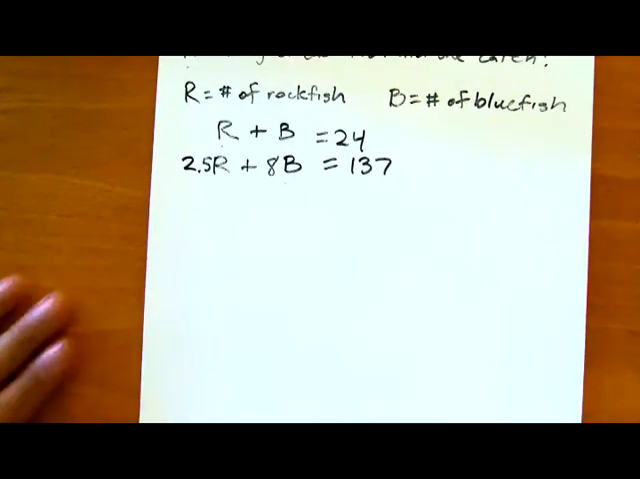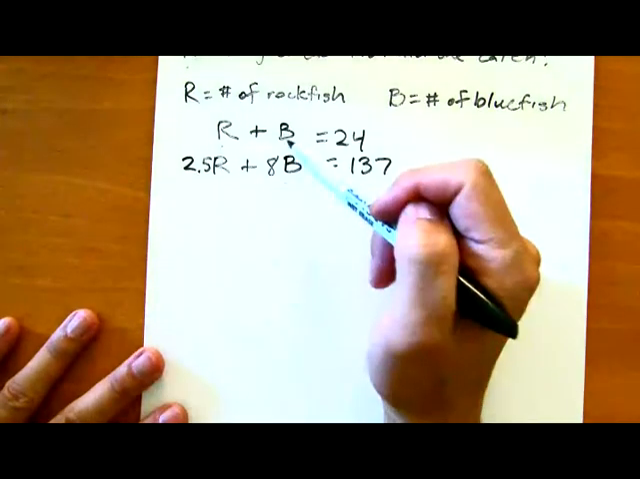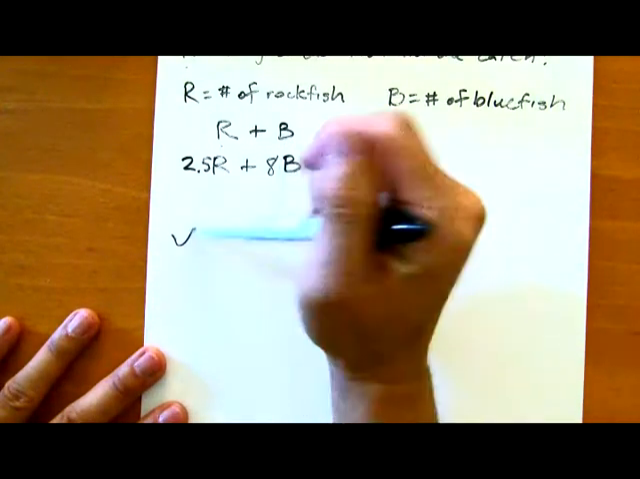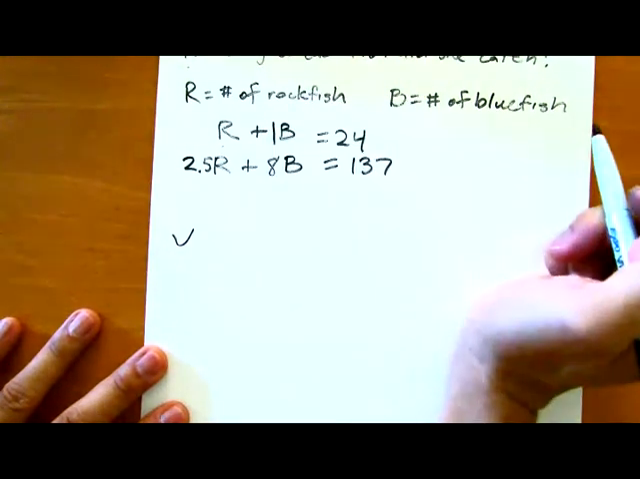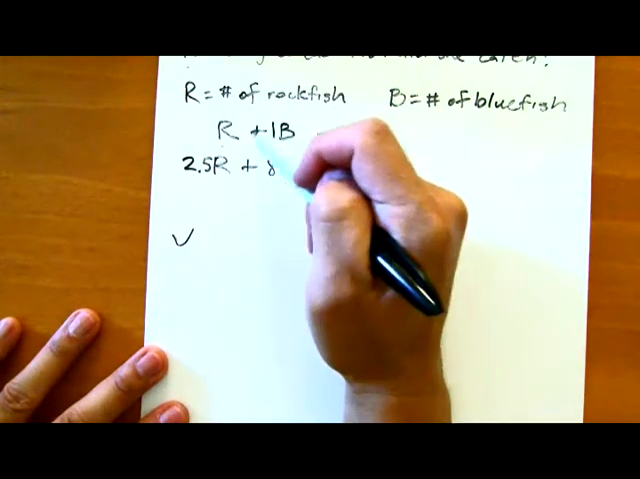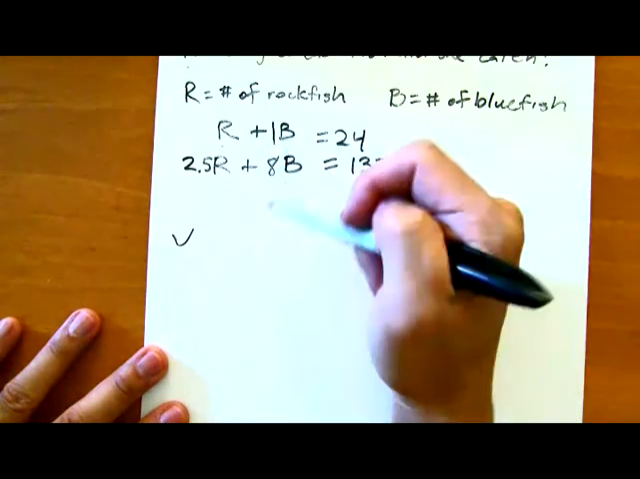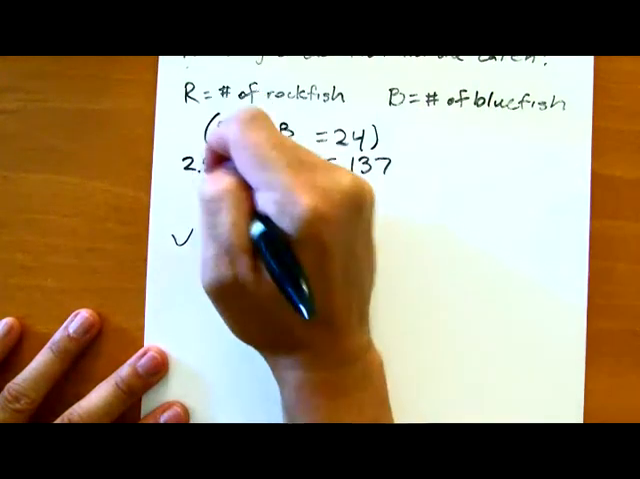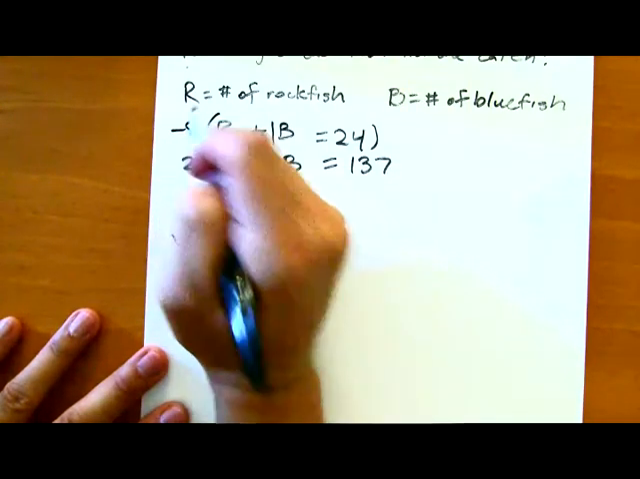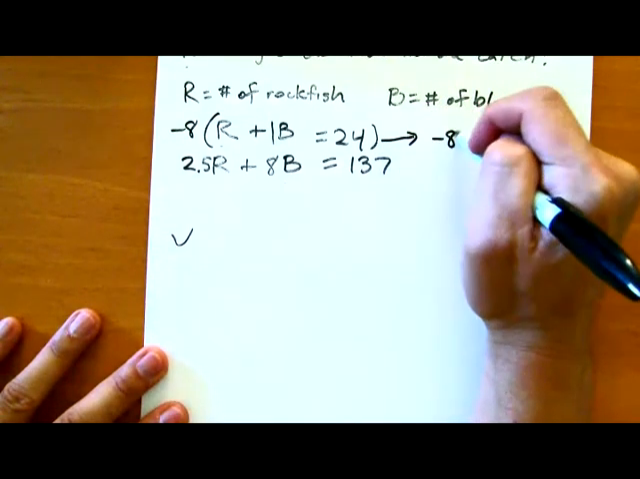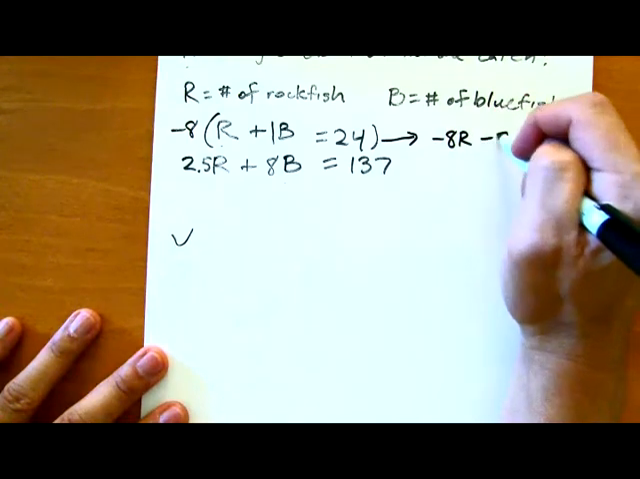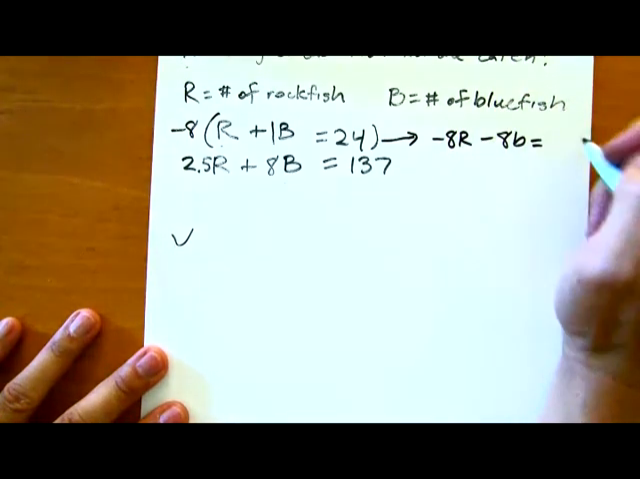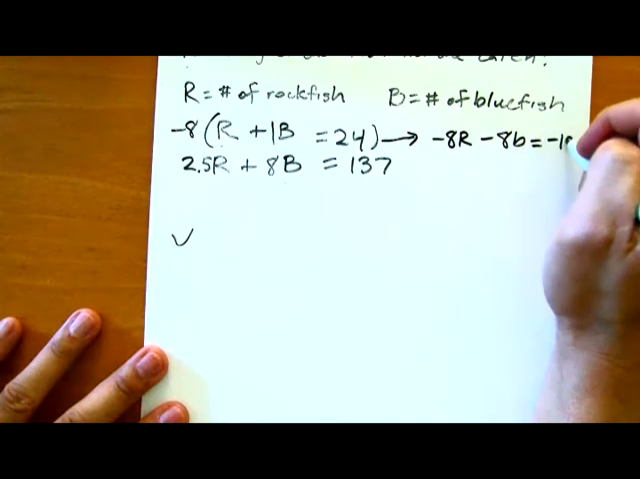Okay, so pick a variable. We're going to eliminate. We need the coefficient to be the same with opposite sign. I'll get rid of the B. This is positive 8. This is a positive 1. So if I can get this to be a negative 8, we can cancel the B. I'm going to multiply the entire top equation by negative 8. So negative 8R minus 8B equals negative 192.